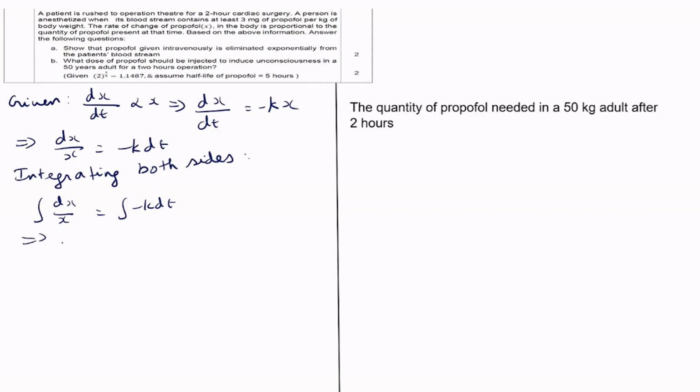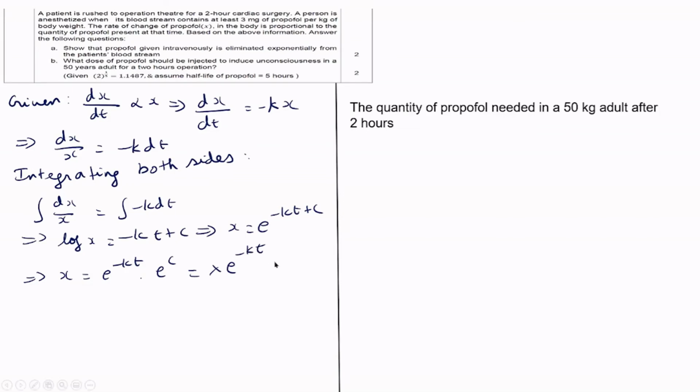Integral dx by x equal to integral minus k dt. So this implies log x is equal to minus kt plus c, or we have x is equal to e raised to minus kt plus c, or x is equal to e raised to minus kt into e raised to c. This we can write as lambda into e raised to minus kt, where lambda is e raised to c.